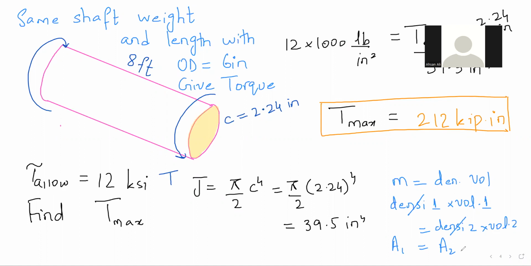Was I clear on this or not? Understand? Instead of volume 1, do A1 L1 equal to A2 L2. Did I say length is the same? Oh, okay. So lengths cancel. What you do is find the area using C equal to 2.24. Equate that area with the hollow one. Find the inner radius and then give me the torque.